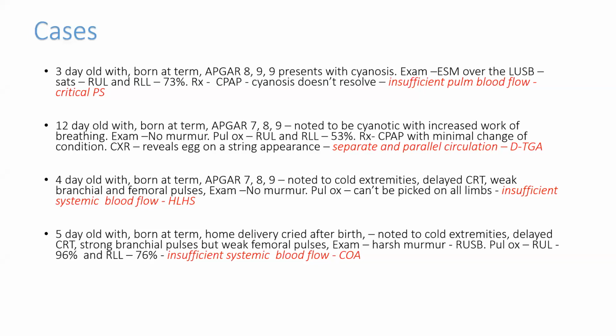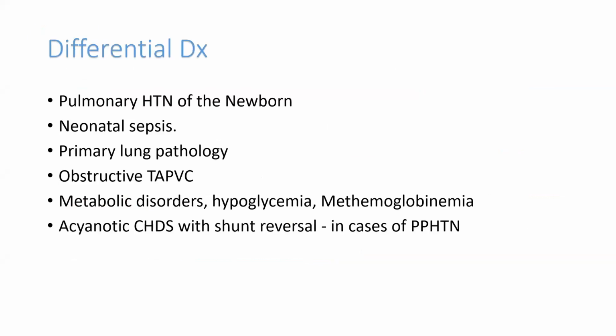So look at it in those three mechanisms: insufficient pulmonary blood flow, insufficient systemic blood flow, and separate and parallel circulation, as a result of mainly transposition of the great arteries with intact interatrial and interventricular septum. And all these babies present once the ductus arteriosus has closed or is closing. Of course, you can have differential diagnoses as well for these babies.